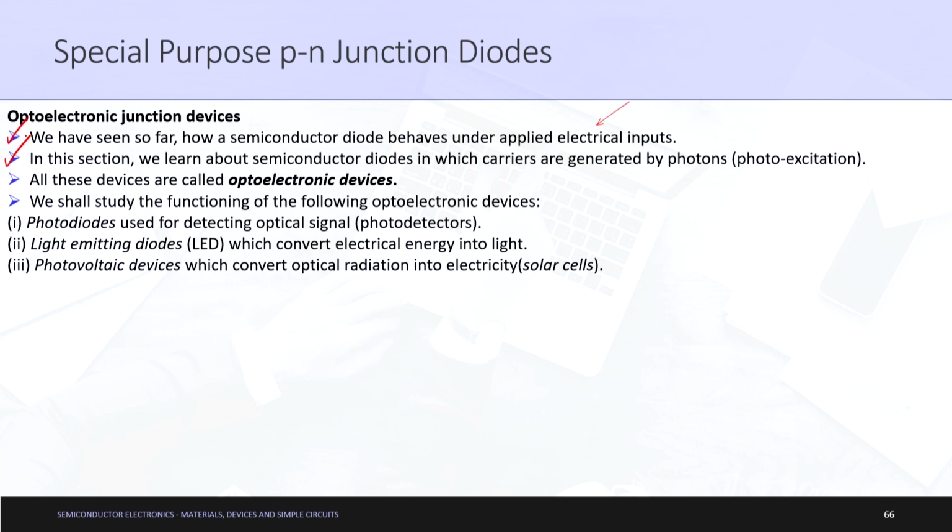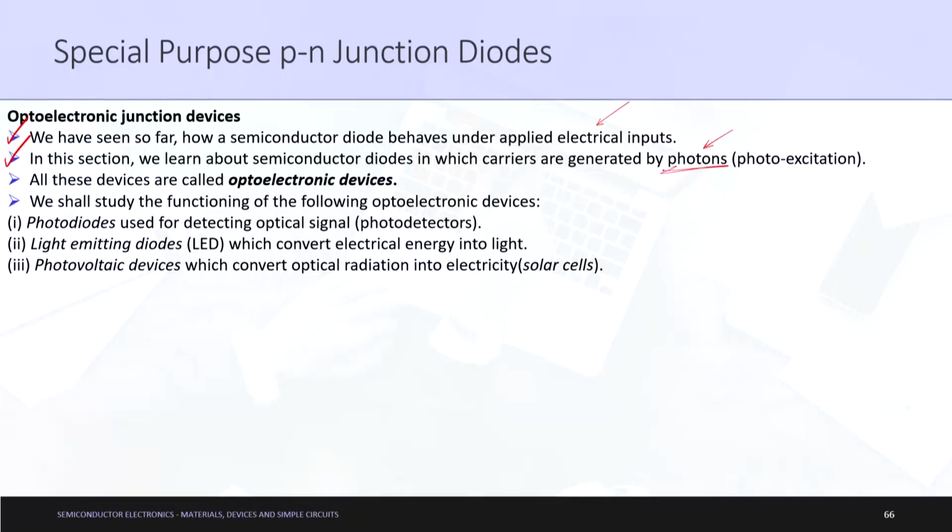In this section, we learn about semiconductor devices in which carriers are generated by photons. All the examples such as the light emitting diode would be utilized in here. Okay. So this time there is no electrical input, there is a light input. You know what a photon is: a photon is basically light. So photons are utilized here in the working of semiconductors, and a junction diode is made.